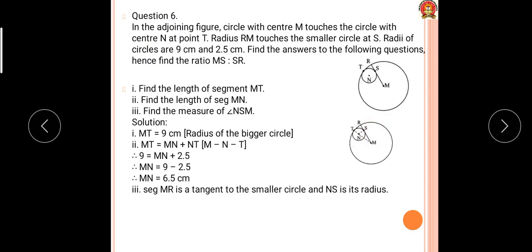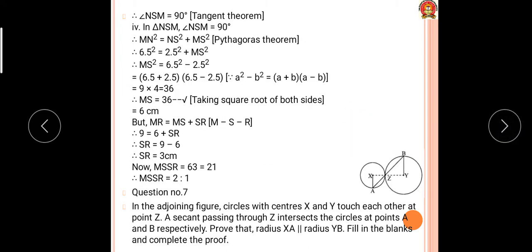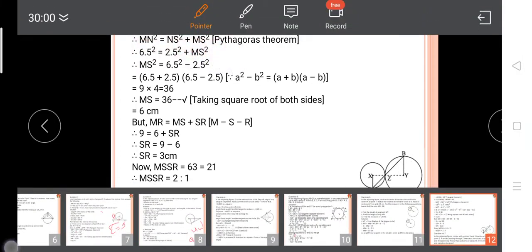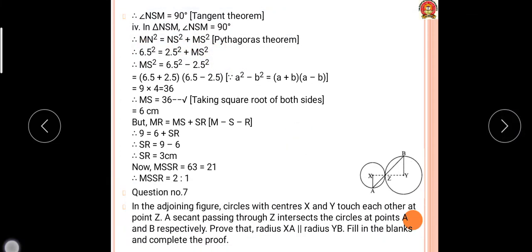Now we have to find out MS and SR. Very simple. By the Pythagoras theorem, we can easily calculate: MN square is equal to NS square plus MS square. So 6.5 square is equal to 2.5 square plus MS square, and therefore MS square is equal to, after calculating, you will get 6 centimeter. It is root of 36. Okay students, and here MR is MS plus SR.